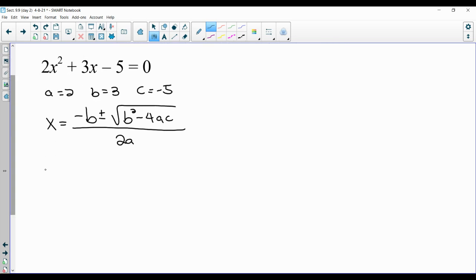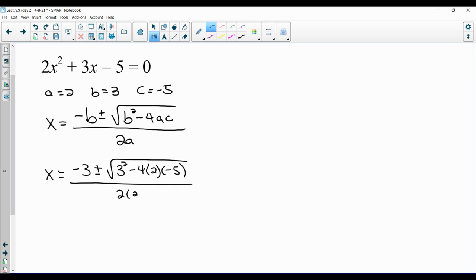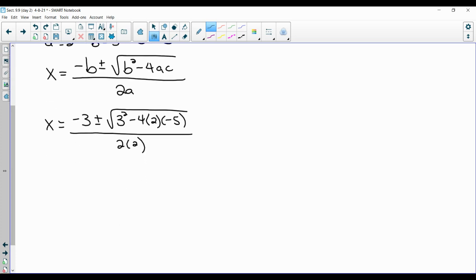The opposite of B is -3. B squared is 3 squared minus 4 times 2 times -5. Do figure out what you get underneath that radical. Don't take the square root yet. Don't do it all in one step.